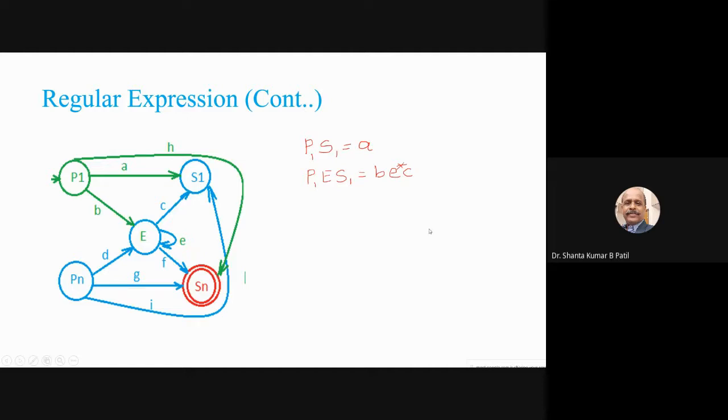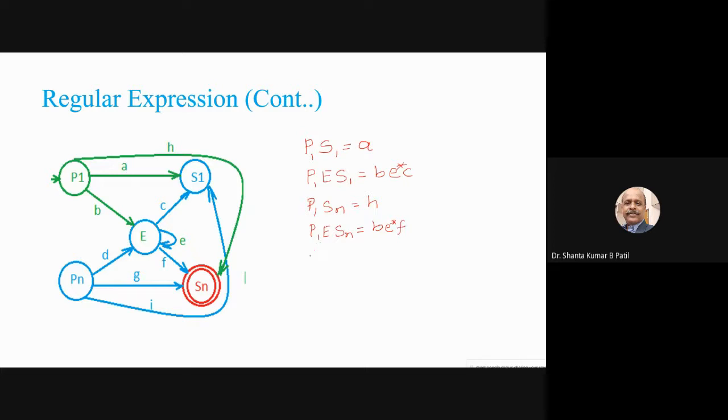The next transition is P1 SN, which is equal to H. P1 SN is equal to H. P1 E SN is one more transition. You can write this as B E star F.